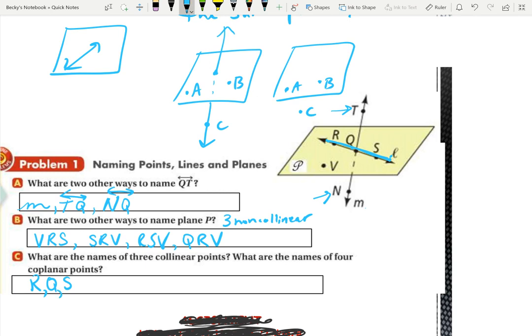What are the names of the 4 coplanar? So coplanar means together in the plane. So I would have to now include the V. So R, Q, S, and V.